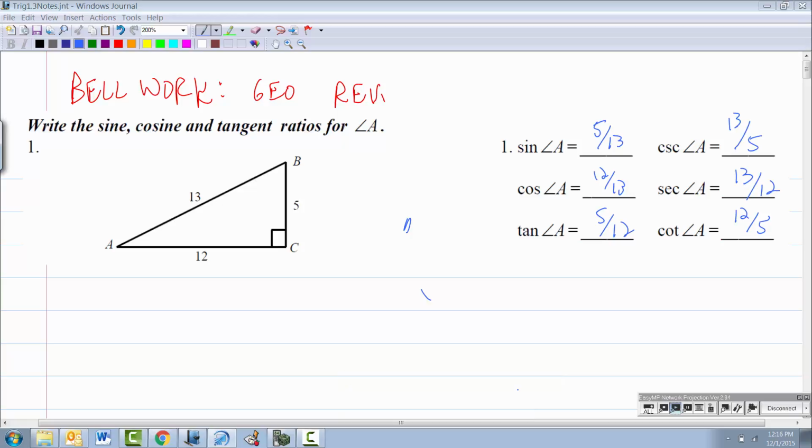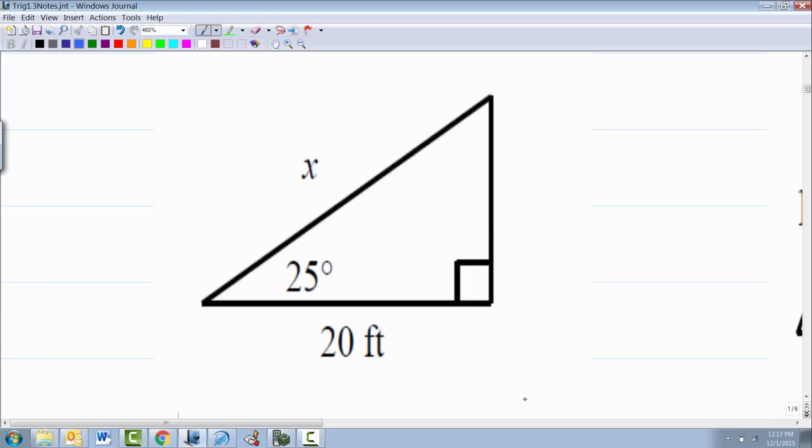One thing you should have from last year is not only SOHCAHTOA, but also the introduction of secant, cotangent, cosecant: cosecant, the reciprocal of sine, secant, the reciprocal of cosine, cotangent, the reciprocal of tan. All right. Okay, solve for x.